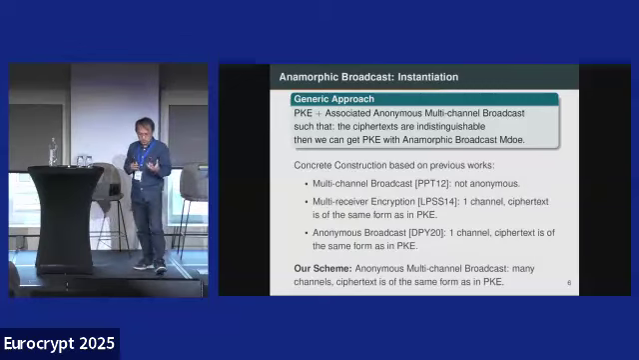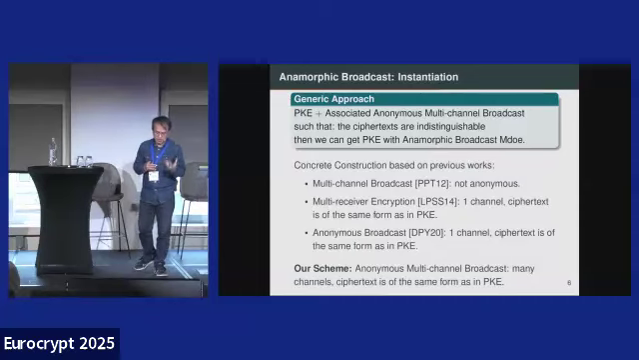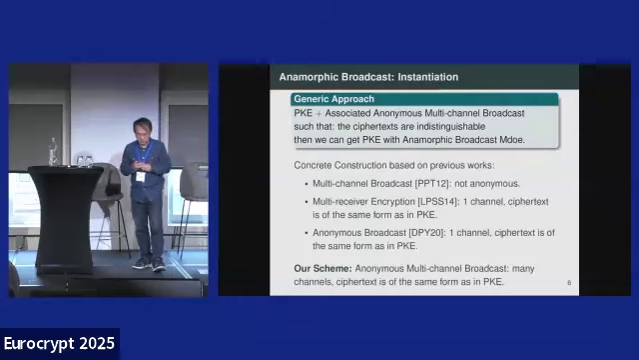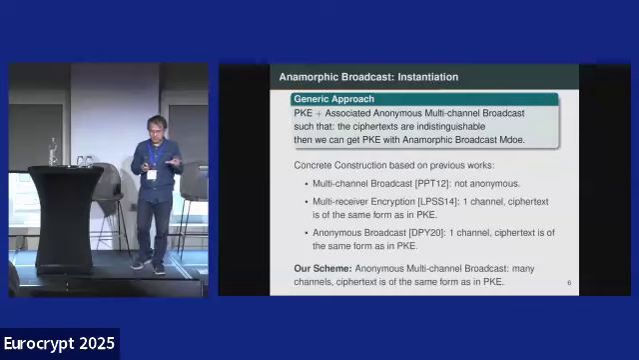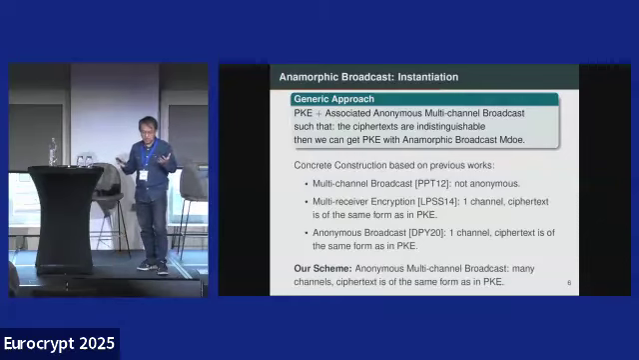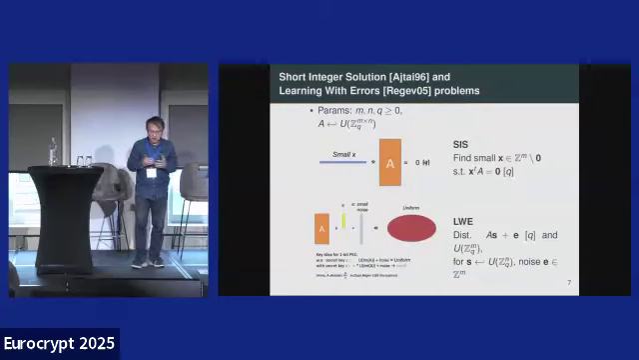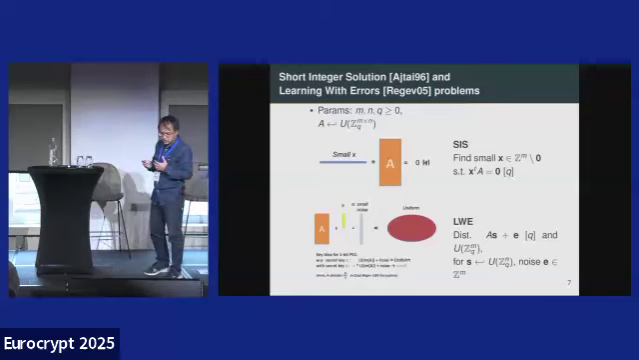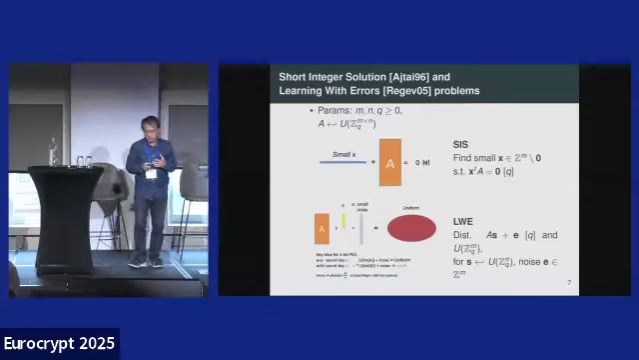Then this scheme is generally extended to anonymous broadcast in 2012 with one channel, and the ciphertext is only the same form as the public key. We generalize this last scheme to multi-channel and anonymous, and so our scheme is based on LWE. So let's briefly recall the SIS problem and the LWE problem.